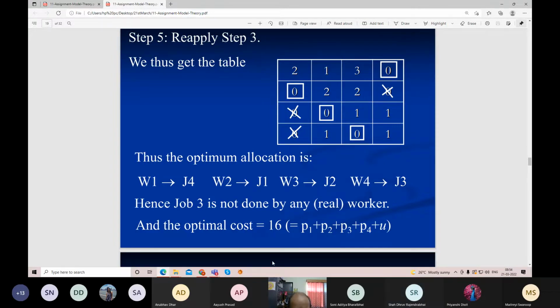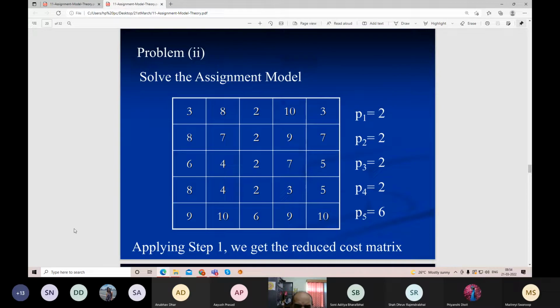Okay. So we are moving to the next problem. So this is the assignment matrix. As you observe, the size is 5 by 5. There are 5 workers and 5 jobs, and the cost coefficients are given. As per our steps, we find the minimum of every row. First row minimum is 2, second row minimum is 2, third row minimum is 2, fourth row minimum is 2, and the fifth row minimum is 6.